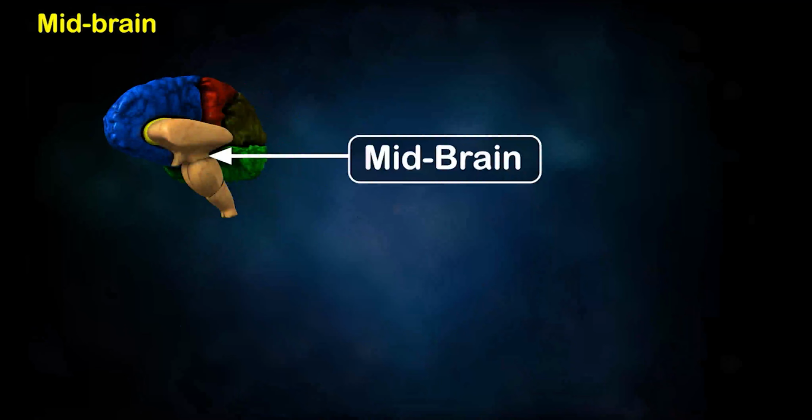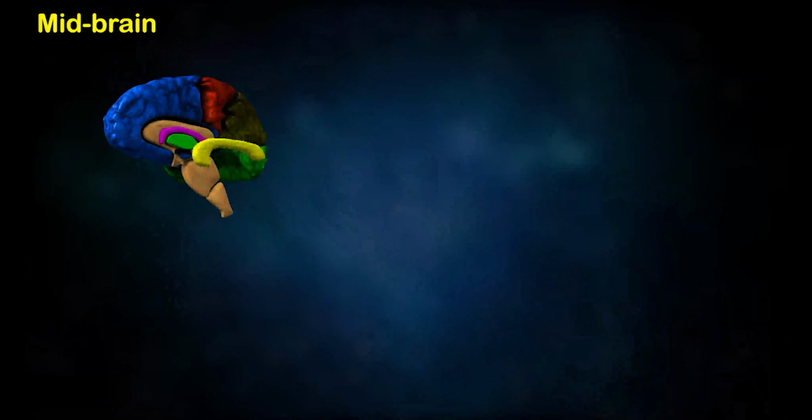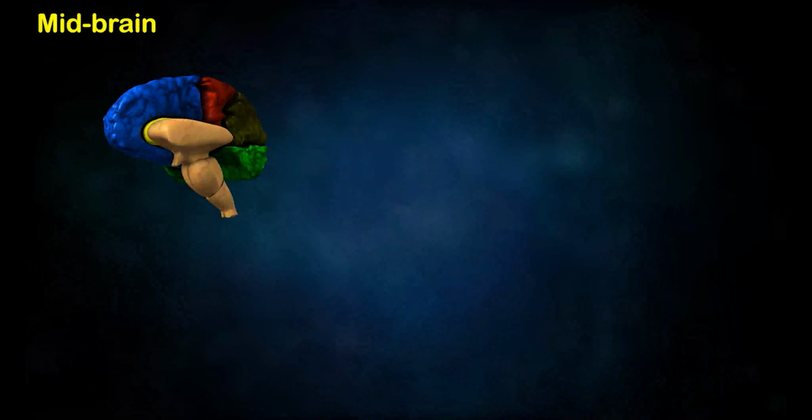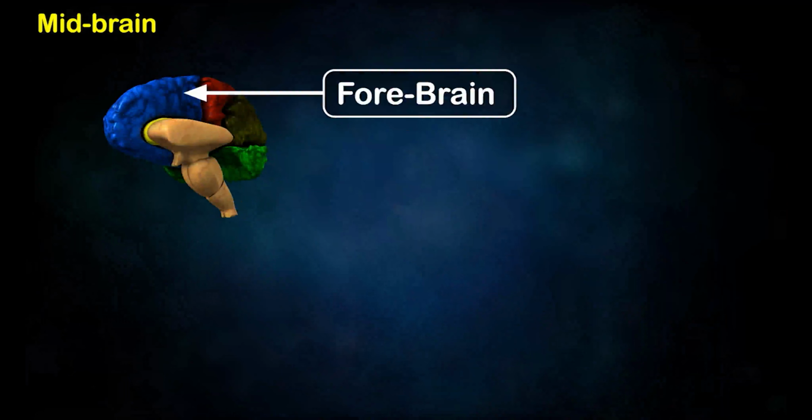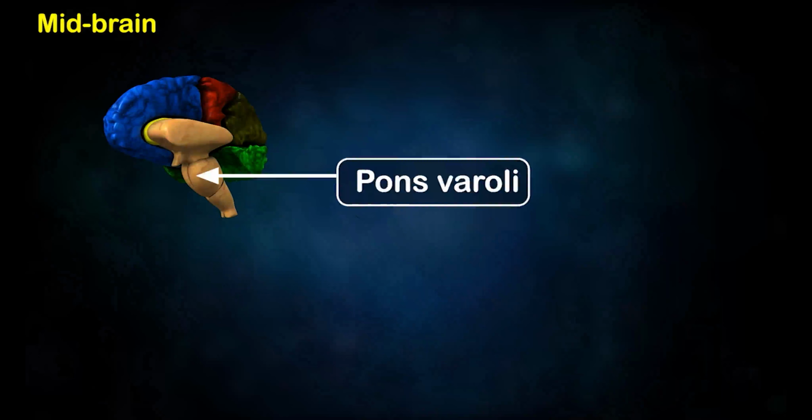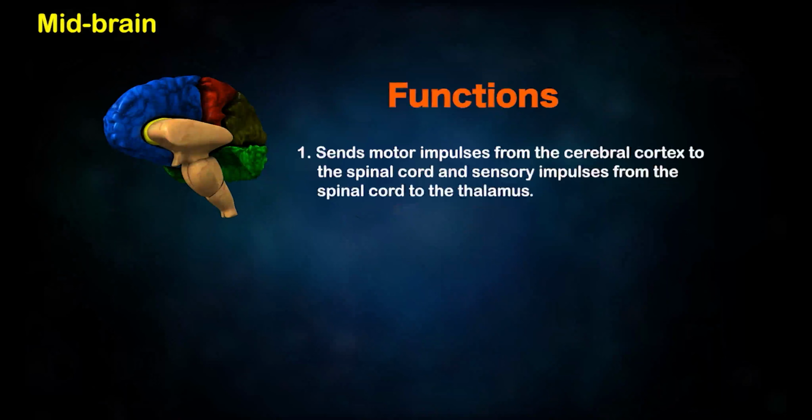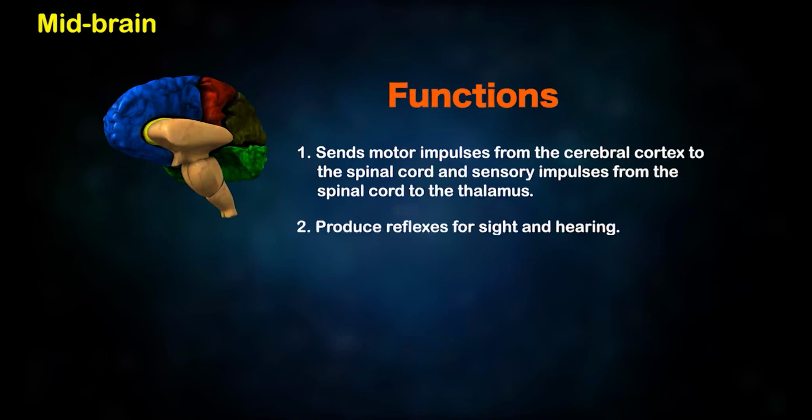Midbrain. This is a small, thick stalk portion. It is located between the thalamus or hypothalamus of the forebrain and the pons varolii of the hindbrain. Functions. It sends motor impulses from the cerebral cortex to the spinal cord and sensory impulses from the spinal cord to thalamus. It produces reflexes for sight and hearing.